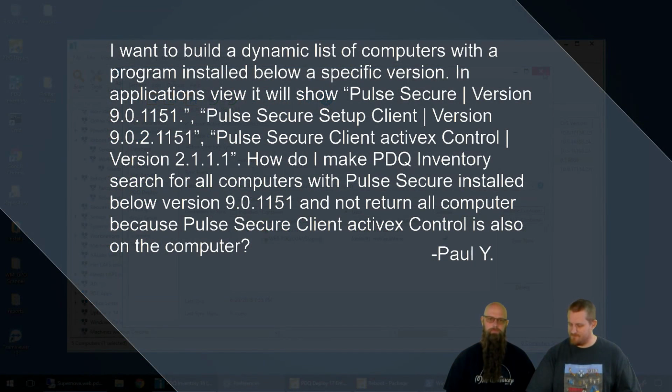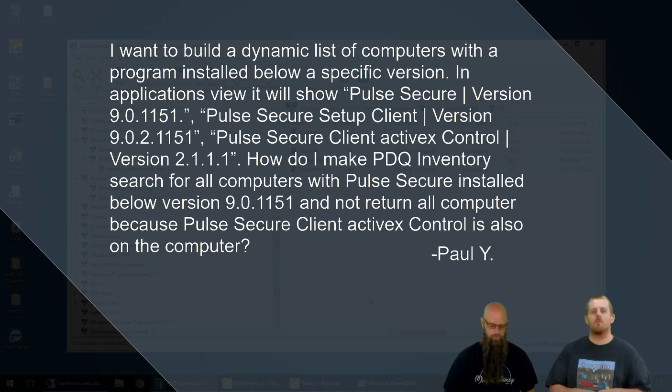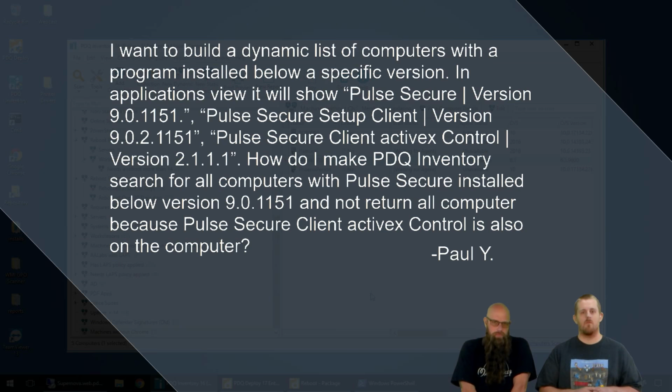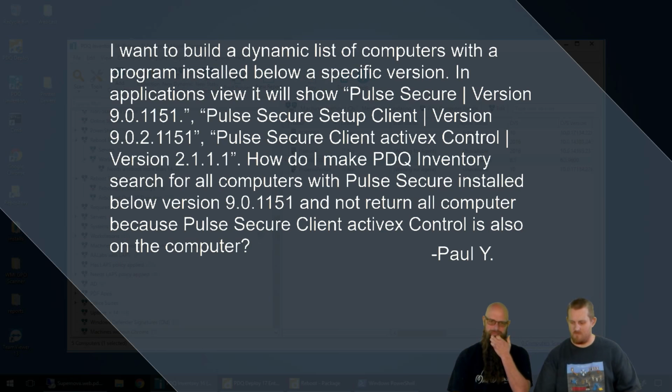That's an awesome feature. Dear Shane and Chris, I want to build a dynamic list of computers with a program installed below a specific version. In Application View, it will show PulseSecure version 9, PulseSecure version 9.2, PulseSecure version 2. How do I make PDQ Inventory search for all computers with PulseSecure installed below version 9.01151 and not return all computers because PulseSecure client ActiveX control is also on the computer? Thanks, Paul. Why?